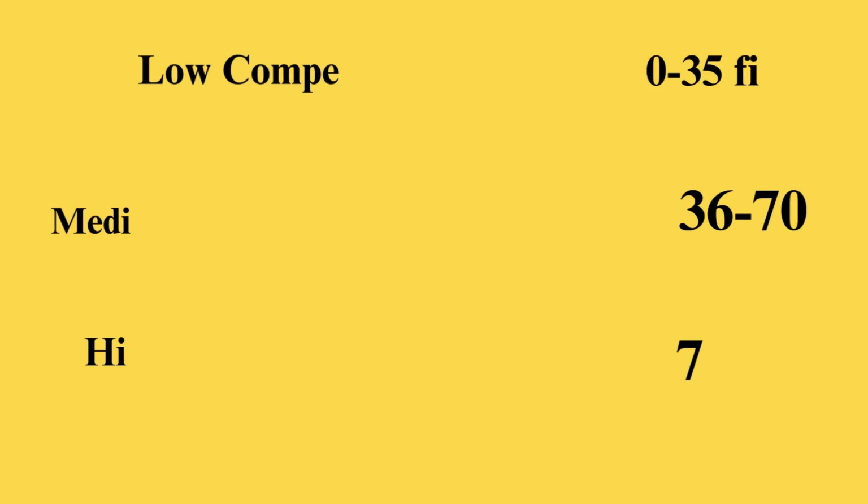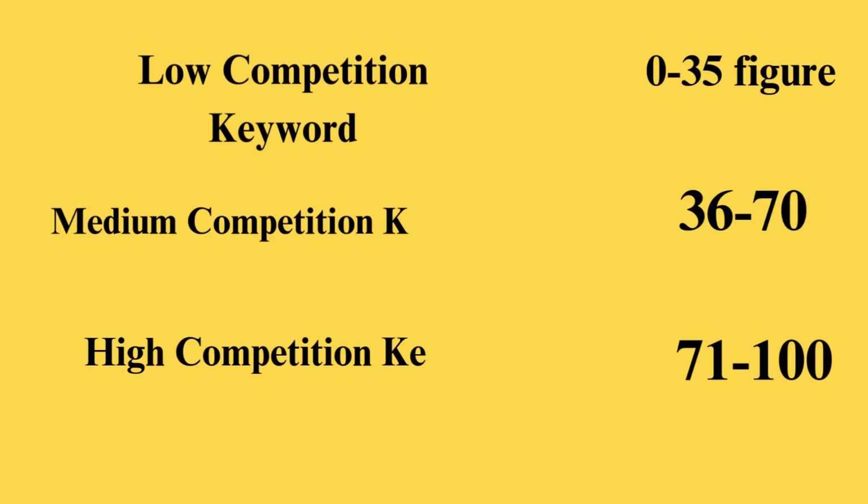Competition indexed value: if the value is between 0 to 35, then it means this is a low competition keyword. If the figure is between 36 to 70, then it is a medium competition keyword. And if the number is between 71 to 100, then it will be a high competition keyword.